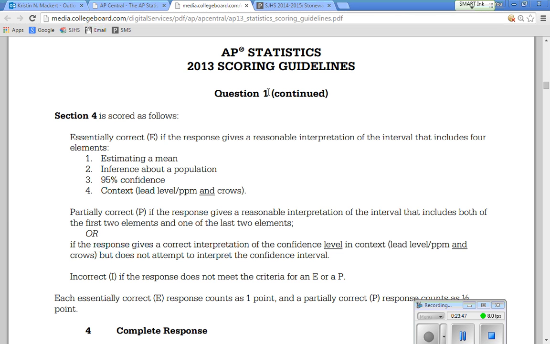We good? When I grade these, I literally have to look for each section. I make little charts on my paper, and I write E, E, P, I for every student that I grade, and then I have to decide if they have E, E, P, I, what number is that? That's what I have to score them. I'll show you what that means.